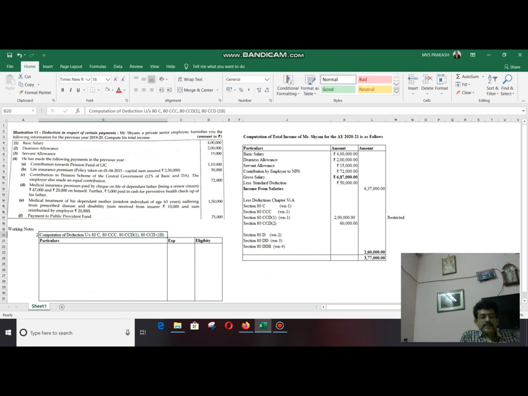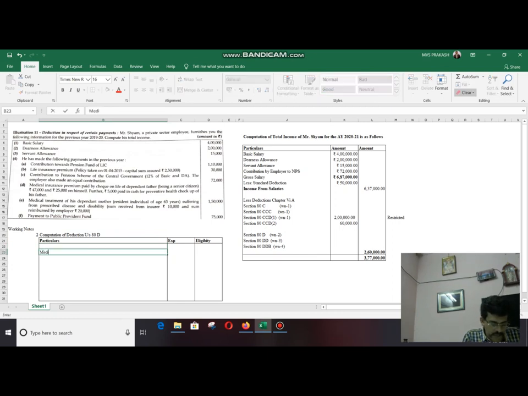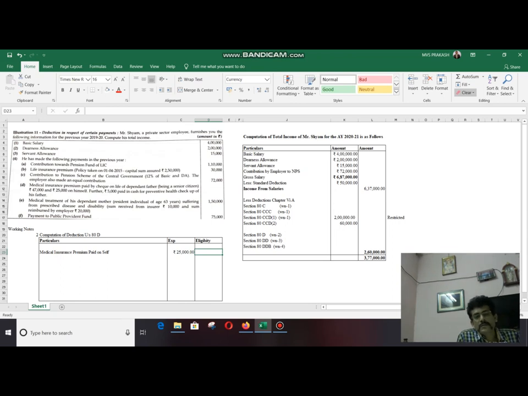Okay, so now let us go to second working note. Computation of deduction under section 80D. Medical insurance premium paid on self is what? 25,000. So any person paying medical premium on self, spouse and dependent children, ultimately up to 25,000 is eligible for deduction.